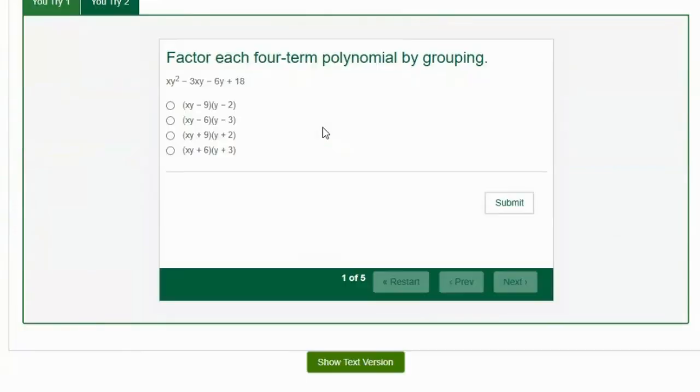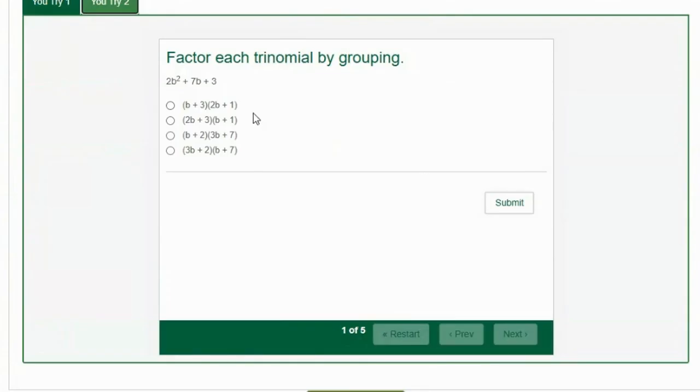All right, they give us some practice problems. Several, which is good. We need several. There's 5 right here on You Try 1 on page 7. Factor each 4-term polynomial by grouping. And these are ones that have x's and y's. So you can go through and try those. You Try 2 has just one problem, 2b squared plus 7b plus 5, but you have to factor it by grouping.